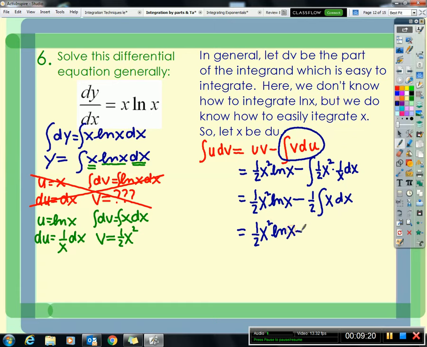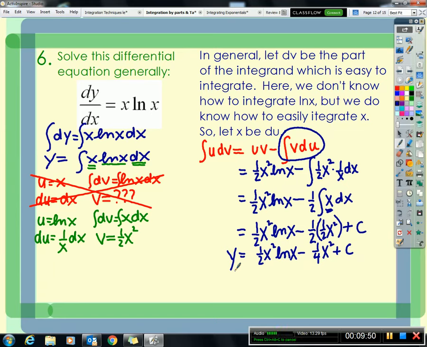Because when I ask you to integrate this x, you're just going to say, no biggie squiggy, it's 1/2 x squared plus c. Don't forget the ever important plus c. And then you get 1/2 x squared ln x minus 1/4 x squared plus c. And there's your antiderivative. That is, if I put y in front of it, there is my general solution to the original differential equation problem.